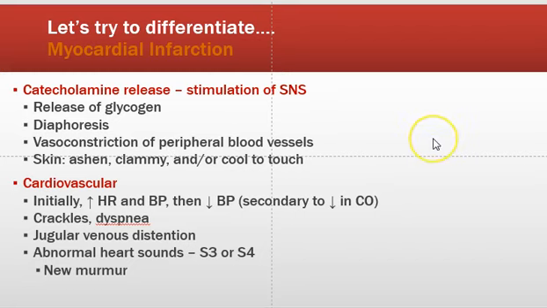So people will look kind of ashen or have pallor, be clammy and/or cool to the touch in the periphery. Cardiovascularly, they will have initially an increase in heart rate and blood pressure, and then the blood pressure is going to decrease because the cardiac output, as the MI continues, is going to drop. They may develop crackles in their lungs and dyspnea, depending on how much heart failure is going on as a result of this MI. Jugular venous distension, again, is a sign that the heart is not pumping out well, and so fluids just start to back up. Abnormal heart sounds, S3 or S4, and I gave you some good things in the first cardiac lecture to go and review what S3s and S4s signify. It may show up as just a new murmur.